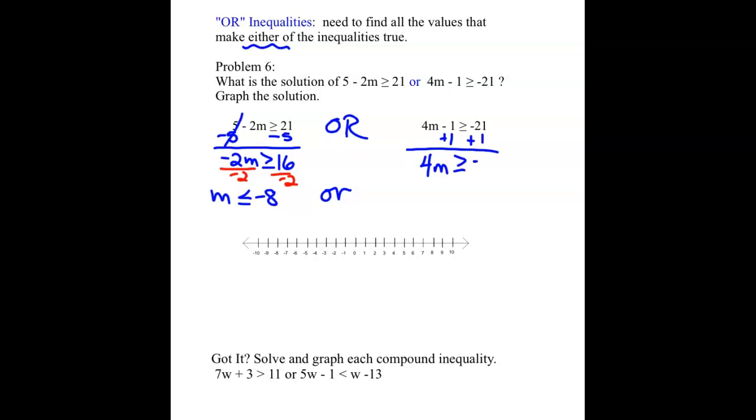Negative 21 plus 1 would be negative 20. I am going to divide, but just by a positive 4, so nothing has to change for my inequality symbols. So I have m has to be greater than or equal to negative 5.